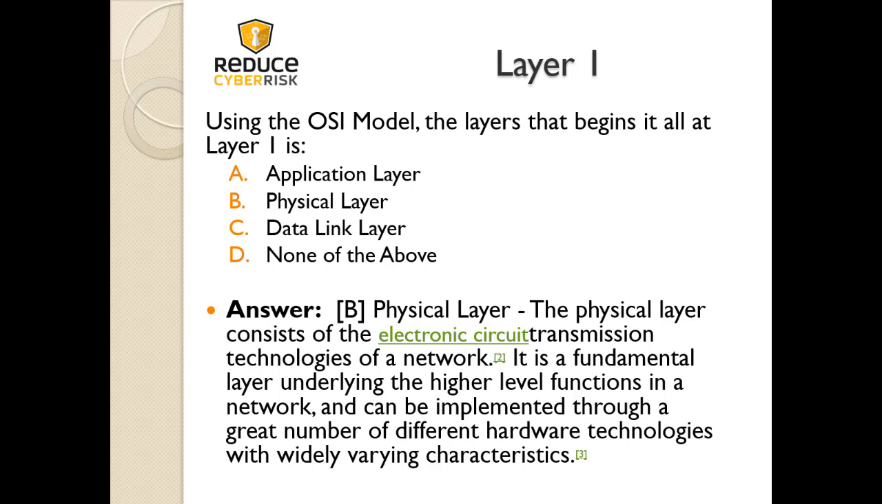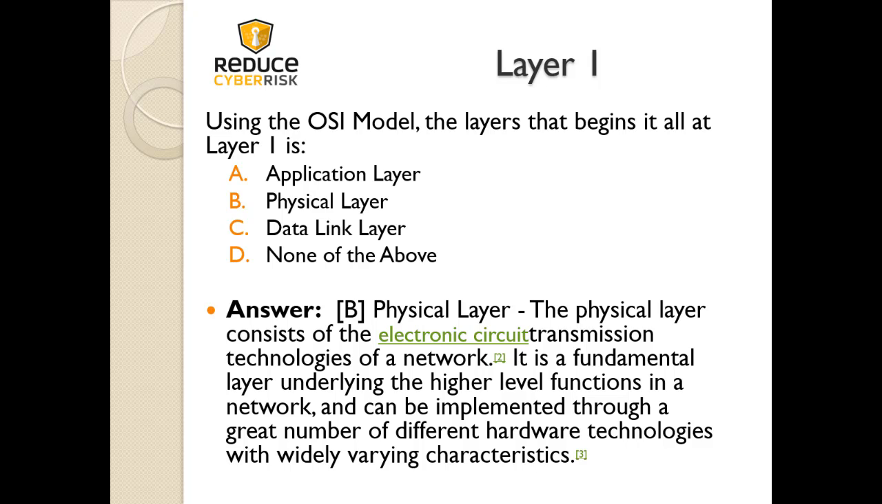All right, so now we're going to roll into layer 1. Using the OSI model, the layer that begins it all is layer 1, which is: A, the application layer, B, the physical layer, C, the data link layer, or D, none of the above. Where does it begin? And the answer is B, the physical layer.